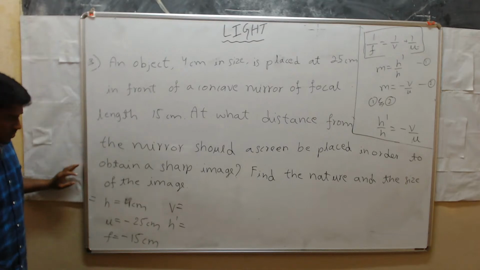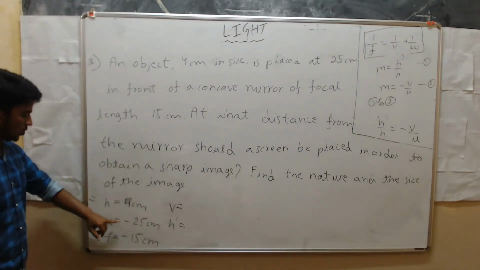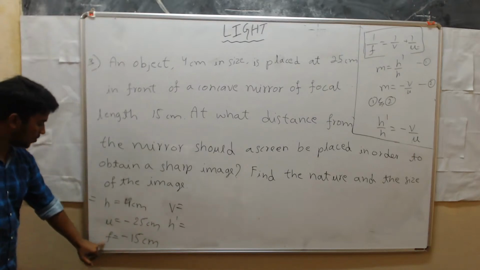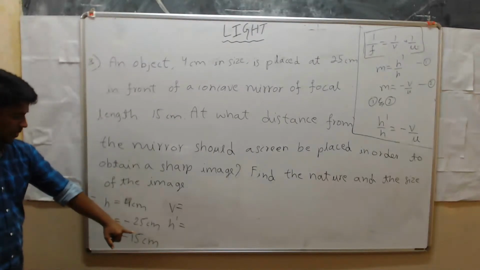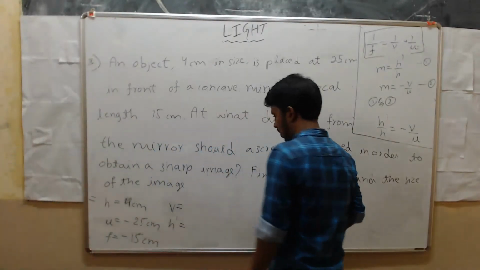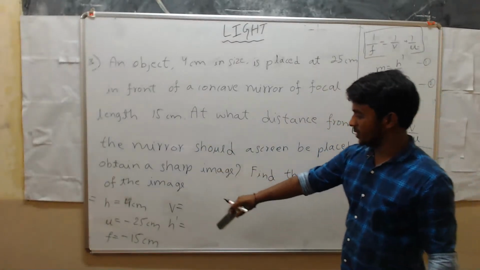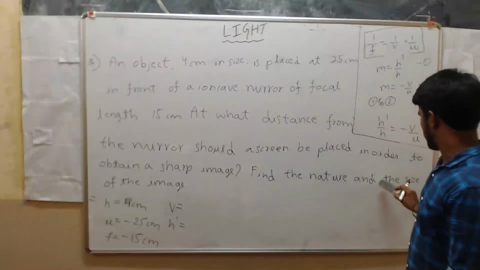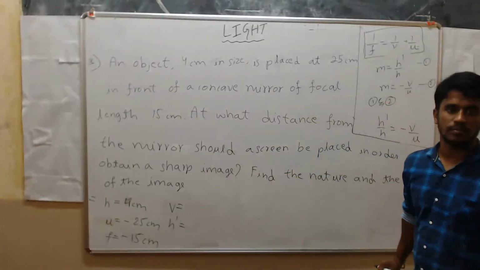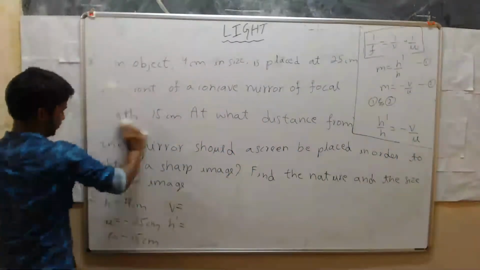Clear? So here the data: h is equal to 4 centimeter, u is equal to minus 25 centimeter, focal length f is equal to minus 15 centimeter. So we need the position of the image, that is v, the size of the image, that is h dash, and finally the nature of the image. Now I will erase this to get some space.